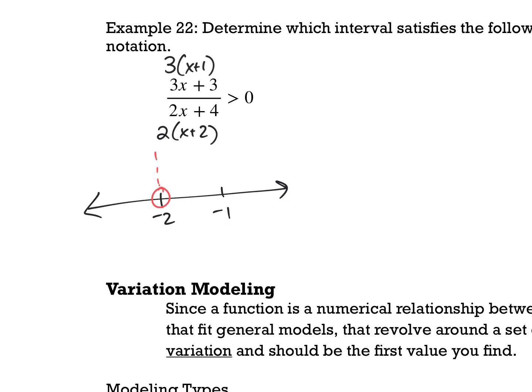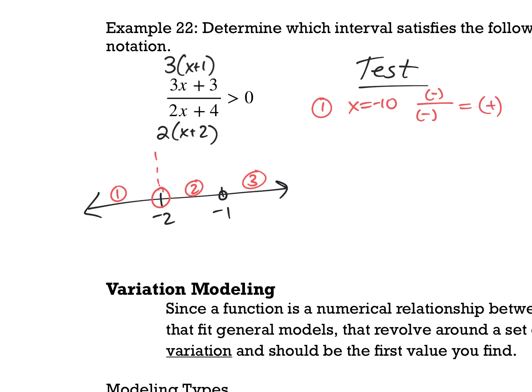The other point is just a 0, and that's at -1. It still would be excluded because of our symbol. From here, our testing is exactly the same as with a polynomial. So we're going to test on 3 different intervals, interval 1, interval 2, and interval 3. Interval 1, I plugged in -10. And when we plug in -10, we get a negative value divided by a negative value, which is positive. And that's what we're looking for. So that first interval is good for us.